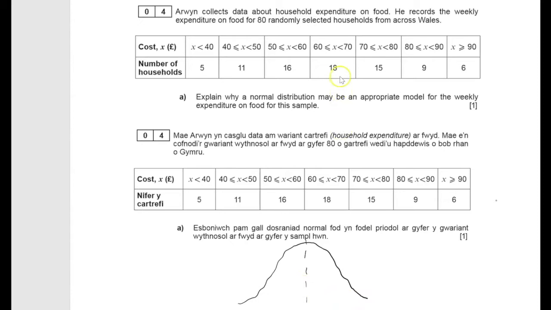So if we look at this data, 18 is the highest probability at the centre, 16 and 15 are very much the same, symmetrically either side of the 18. Then we've got 11 and 9, and then we've got 5 and 6, so getting less and less. So this is a symmetrical bell-shaped distribution, so it could be an appropriate model for this table of results.